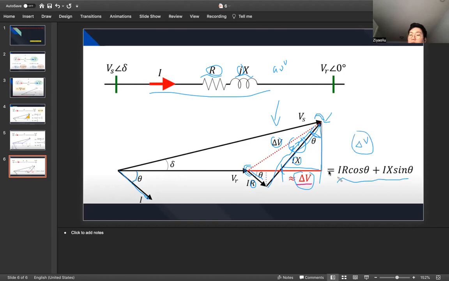But I said it depends on the angle. The angle is smaller here, so it's almost the same, really the same. It's almost equivalent to the voltage drop. But with a bigger and longer line, the angle is going to be larger, a higher number, right? Which means there is an error there.